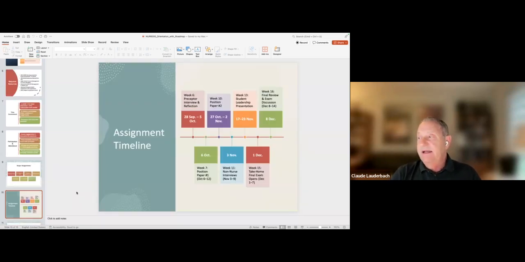Made this assignment timeline for you, kind of the big things that we need. So in week 6, you'll have your preceptor interview and reflection due. Now that's on the week of September 28th through October 5th. I've built the whole thing around the idea that you'll start your practicum the week of the 15th of September. If for some reason you're delayed, then I'm going to let you delay your submission on the preceptor interview. But if you've started it, that would be one of the first things you do in your practicum, is do the interview with your preceptor and then complete that assignment.